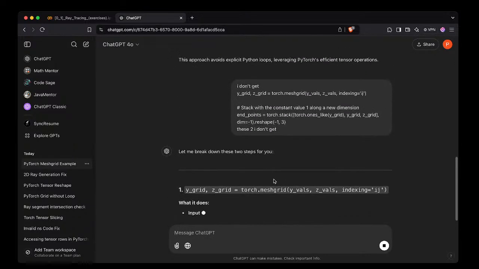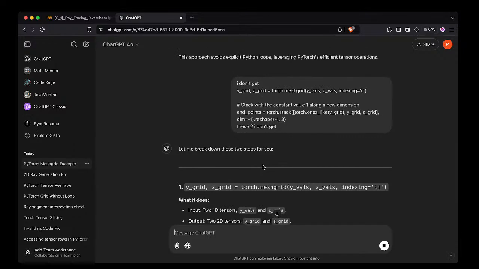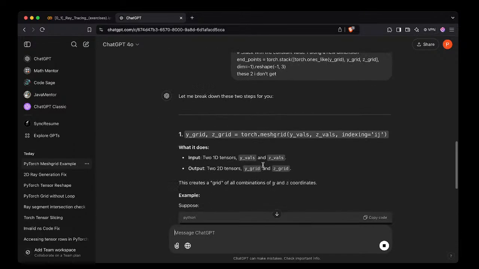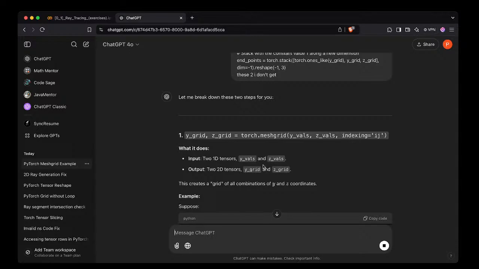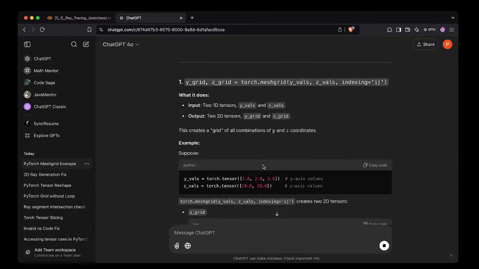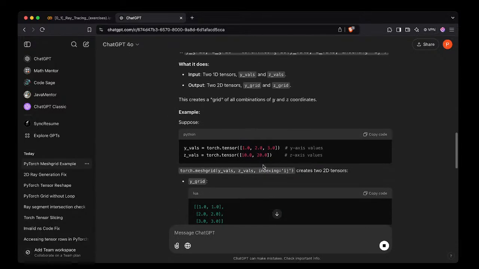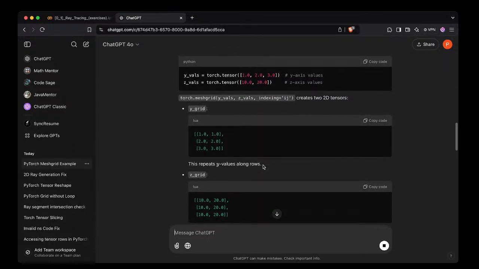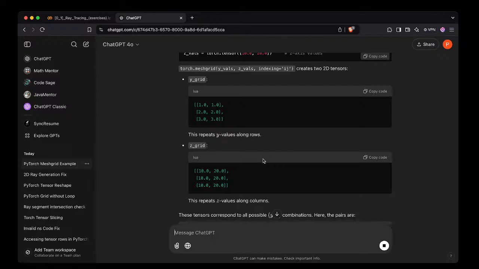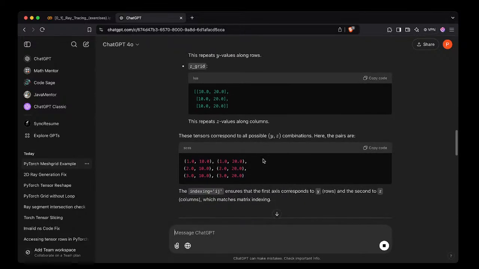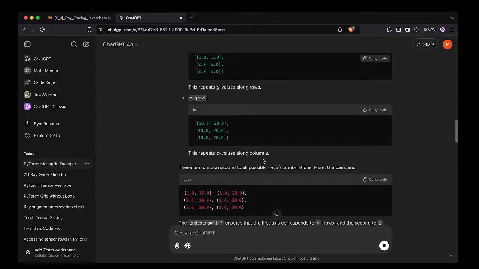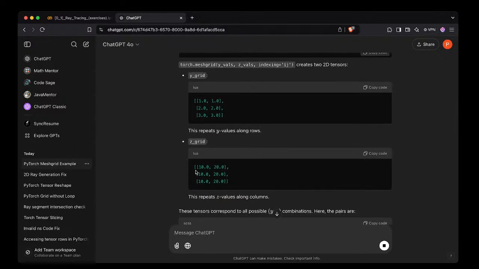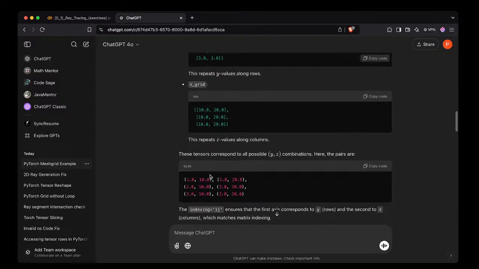So let's look at this. It takes two 1D tensors and gives you two 2D tensors, correct? It creates a grid of all combinations. Suppose I have 1, 2, 3 and 10, 20. But I don't get this. Why does it create this? It repeats the y values along the rows and repeats the z values along the columns. I get that. I see. So you have to take 110, 210, 220, 110, 120. I see.